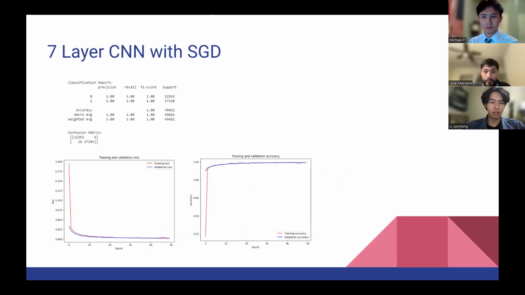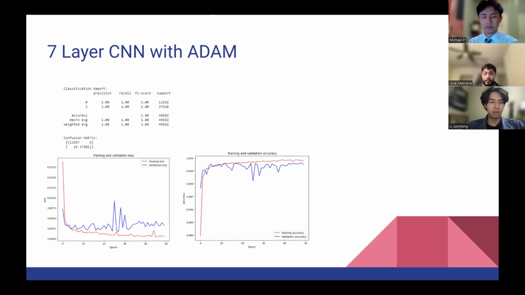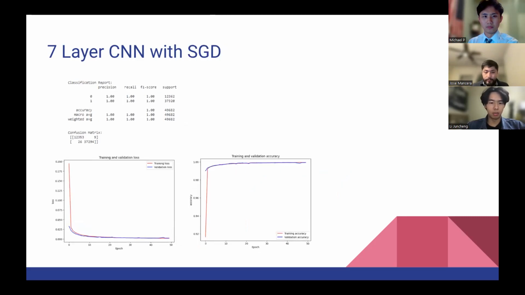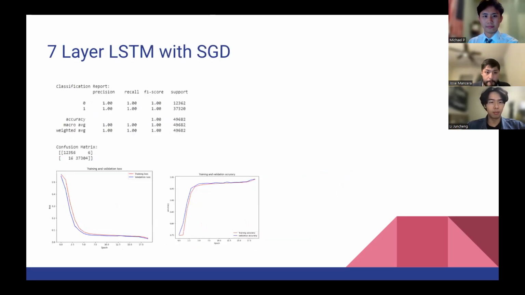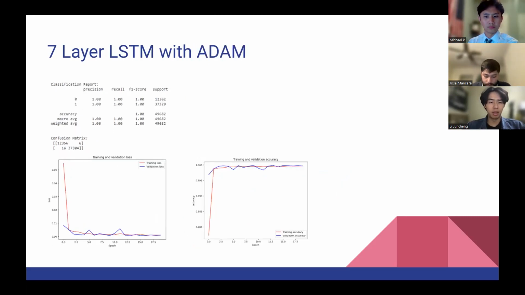And here's the 7-layer CNN with SGD. It's almost like a straight line. And same thing here, 7-layer CNN with Adam, everything 100%, and it's a little bit worse than SGD. And here's the 7-layer LSTM with SGD. Here's the 7-layer LSTM with Adam. I think for all three models the results are the same, except the graphs of the training and validation.